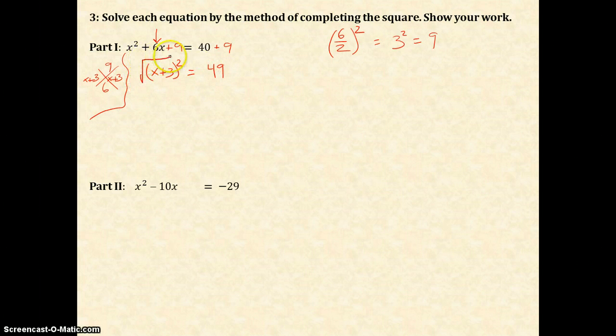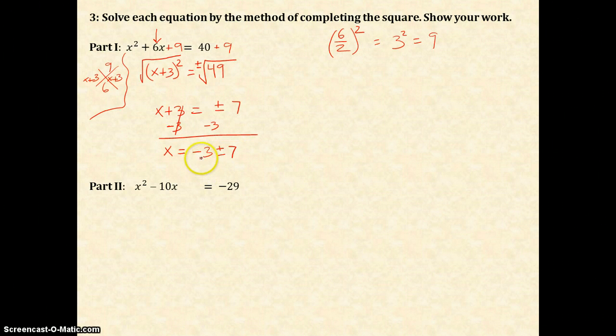Because now I can take the square root of both sides. Do not forget to put a plus or minus on the side opposite the x. Square root and square cancel each other out, so I get x plus 3 equals plus or minus the square root of 49 is 7. And then to get x by itself, I just subtract both sides by 3. And I get x equals negative 3 plus or minus 7.